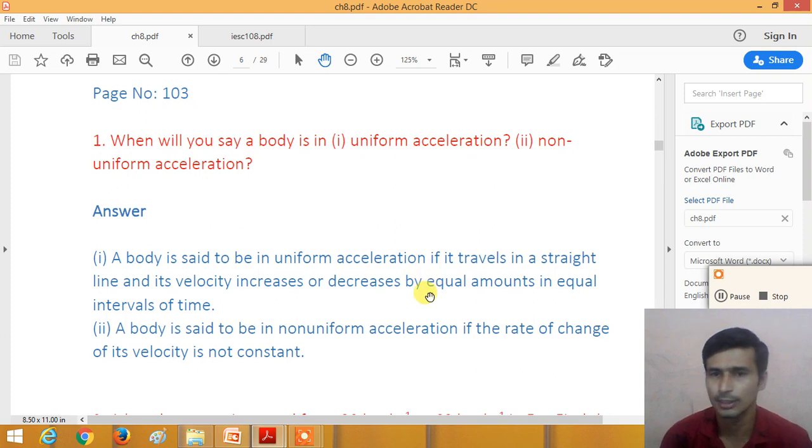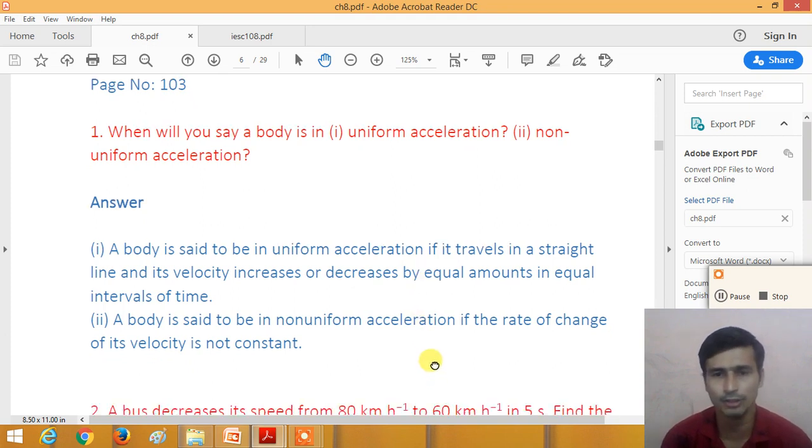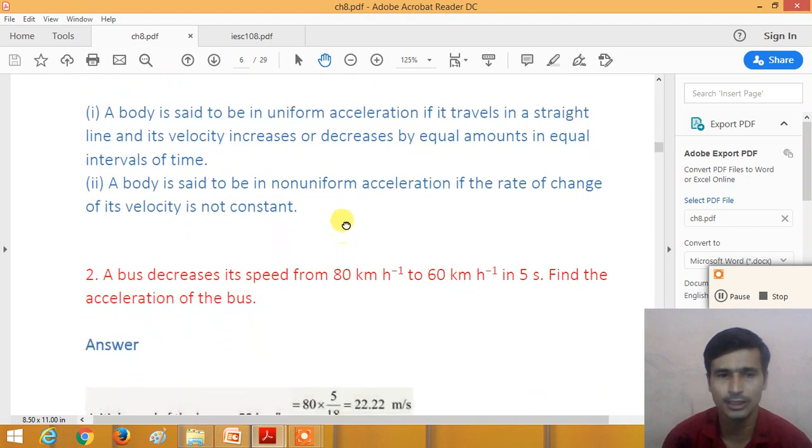Now, exactly the opposite of this: a body is said to be in non-uniform acceleration if the rate of change of velocity is not constant. We can write this: if the rate of change of velocity is not constant, the motion is said to be non-uniform accelerated motion, and if the rate of change of velocity is constant, the motion is said to be uniform accelerated motion.